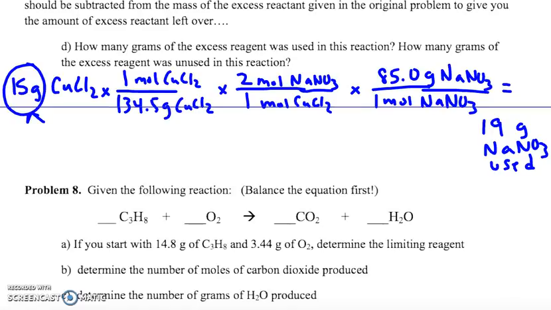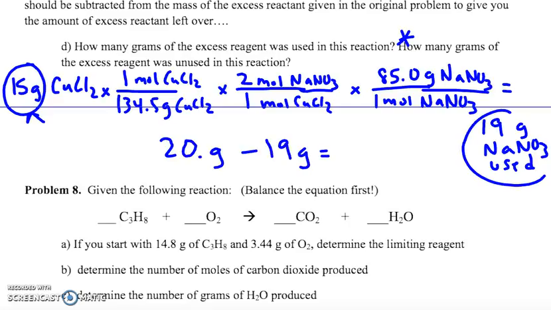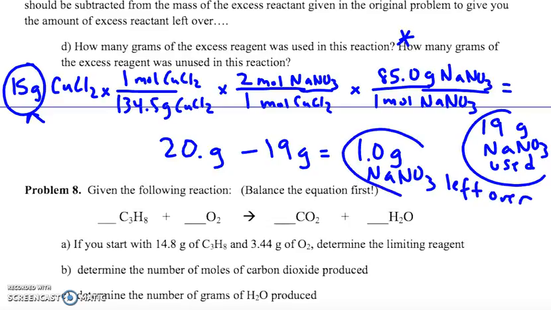The question is actually asking us how many grams of the excess reactant was used in this reaction. That's this answer right here. But then the second question says how many grams of the excess reagent was unused in this reaction. So since we were given 20 grams to start and we used up 19 grams, then there's going to be 1 gram of sodium nitrate left over. So those are the two answers there.